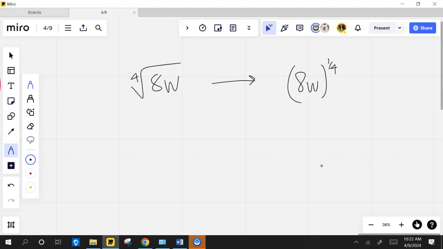To the 1/4. Yep. Make sure you put the 8w in parentheses. Yep. Because remember that property of radicals that we learned, we could really write this way. So we have to make sure that that exponent goes to both of them as well. Yeah, that's how we split them up, when we split them up.